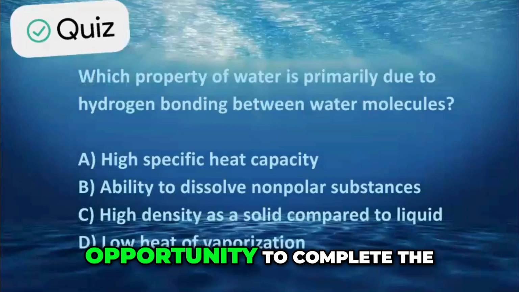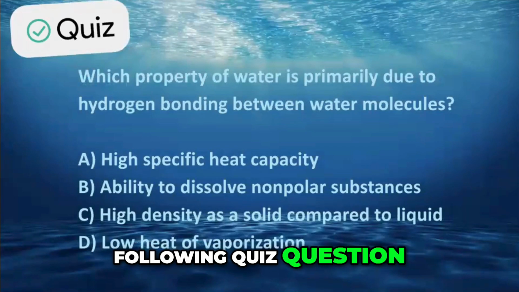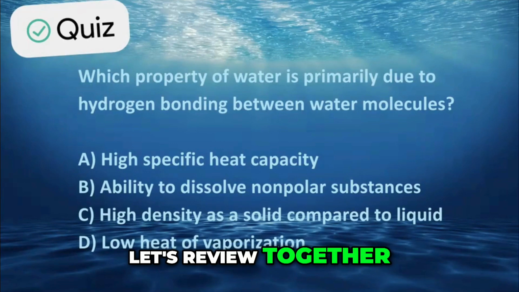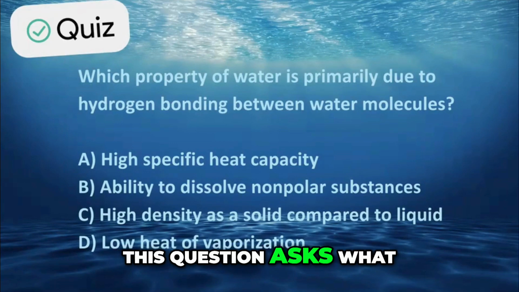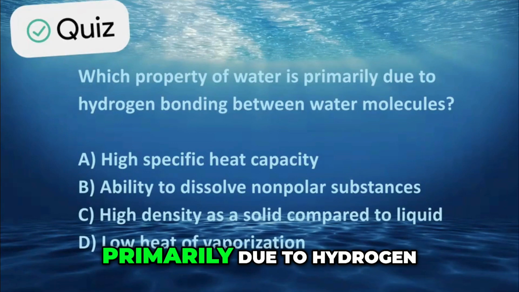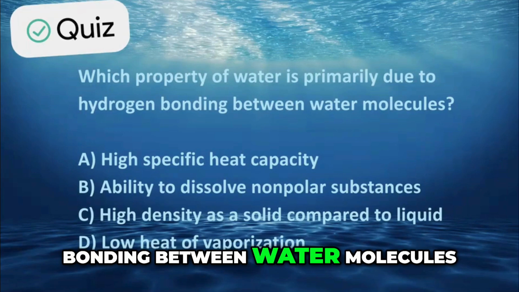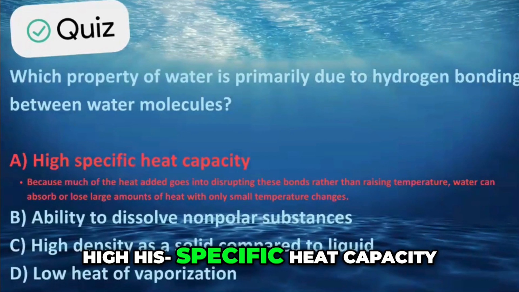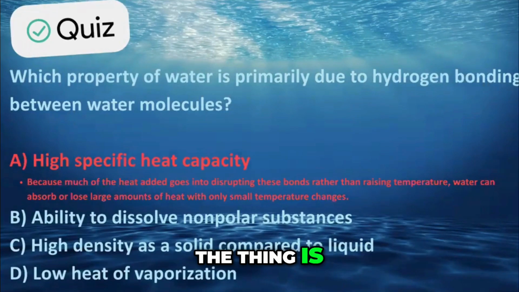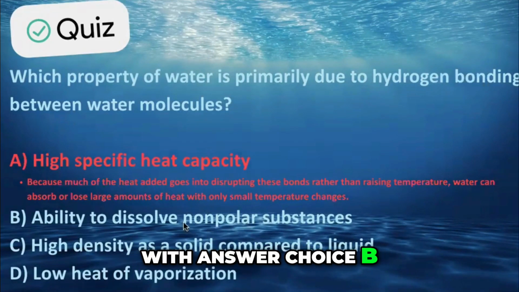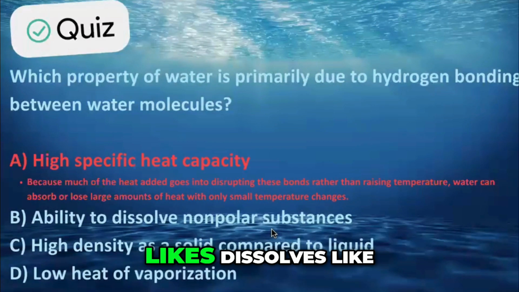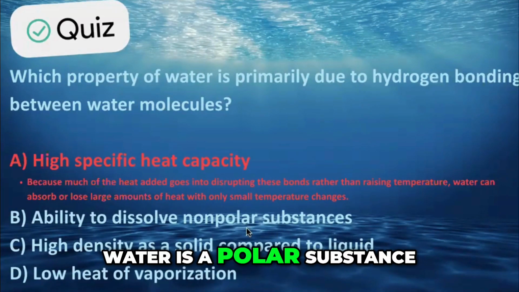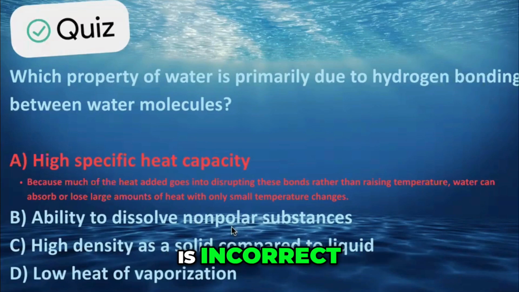Now let's take an opportunity to complete the following quiz question. Pause the video and once completed, let's review together. Okay, this question asks what property of water is primarily due to hydrogen bonding between water molecules? The correct answer is A, high specific heat capacity. Remember, answer choice B says nonpolar. Like dissolves like, and in this case, water is a polar substance, and that's why B is incorrect.